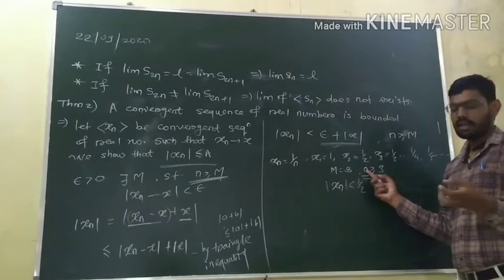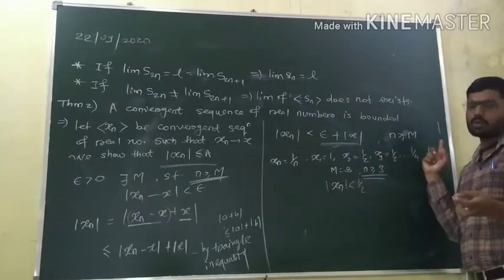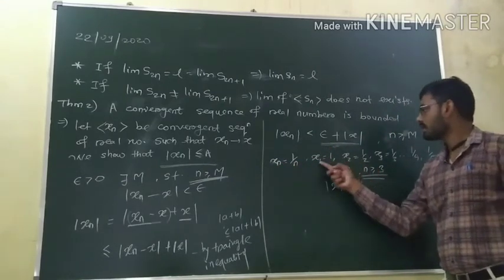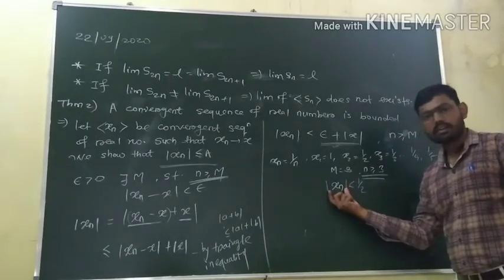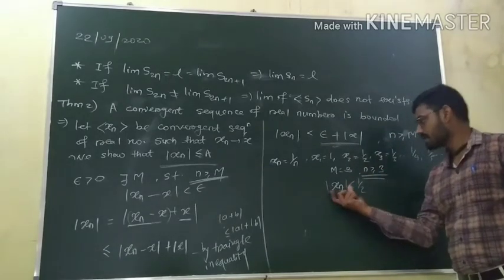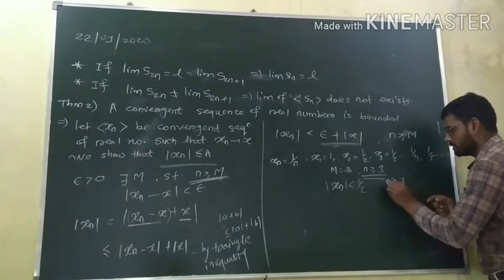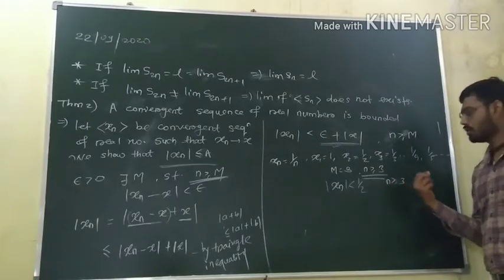We have taken terms from x3, x4 up to so on. But what about x1 and x2? Here n is less equal 3. So we have derived the condition that mod of xn is less than 1 by 2 whenever n is greater equal 3. But what about n equal to 1 and n equal to 2?